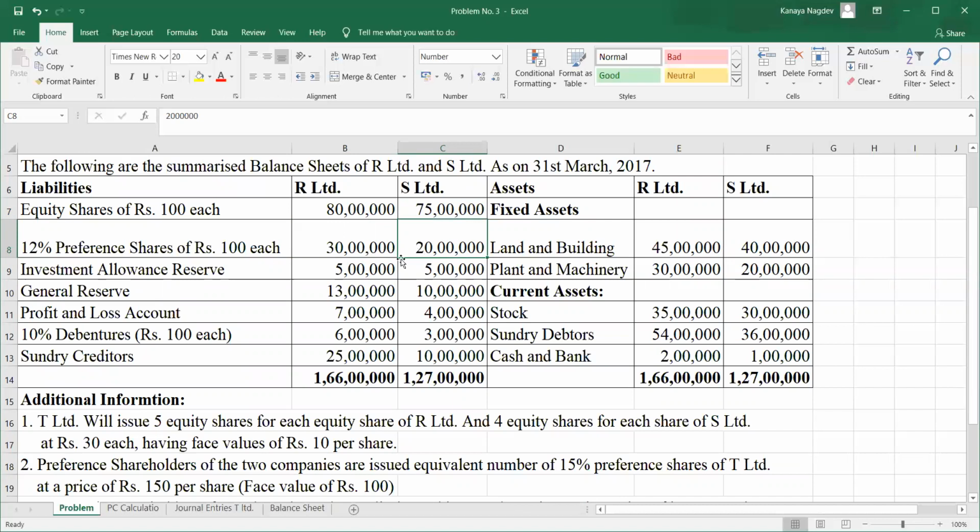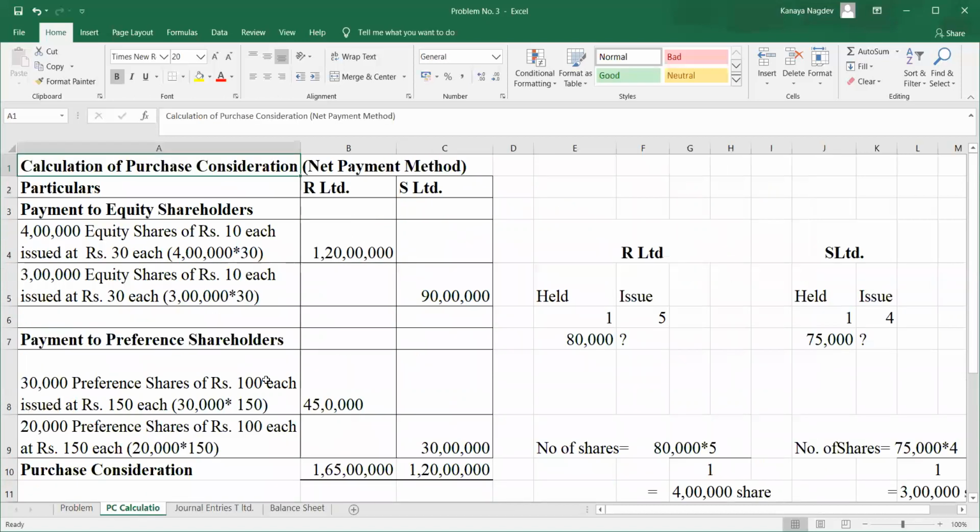So we will see how this PC is to be calculated. You can see here the calculation. In case of equity shares, it is said that for R Limited, for each equity share, they will be getting 5 shares. So if held is 1, they'll be getting 5.